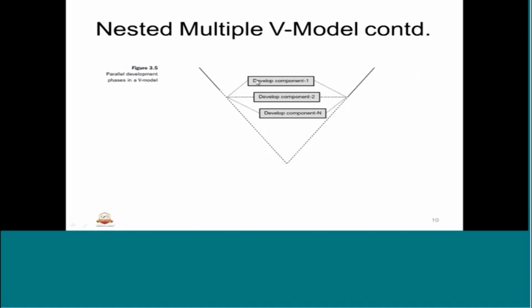You can see this is multiple V model 1, multiple V model 2, n, etc. So component 1, component 2, component n. This is nested under the one V model. So this is an example of taking a component as a multiple V model at the component level. So parallel development is also called the parallel development V model.